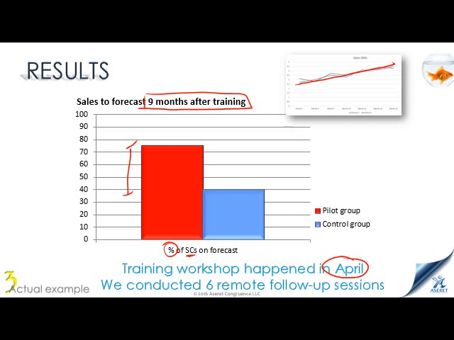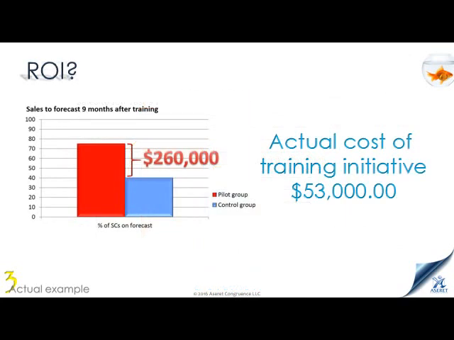To measure that in dollars brought us to an additional revenue of $260,000. So 10 people within 9 months were able to bring in an additional $260,000. Well, according to the company, it was meaningful. The actual total cost of the training initiative was $53,000. The additional revenue was $260,000. So basically, there was a $207,000 net increase due to training. It's not too bad.